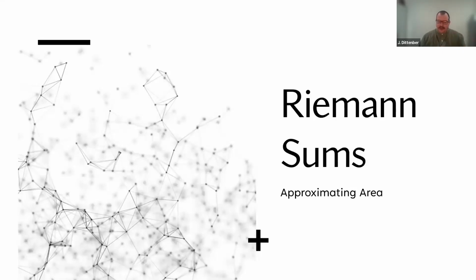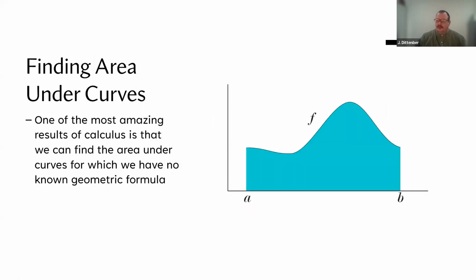So today we're going to talk about one of the most interesting things, I think, in calculus: the Riemann sum. What the Riemann sum does is it allows us to approximate area. In particular, we're going to be able to find the area under curves for which we don't have some known geometric formula. So if I have, for example, this curve f here on the interval from a to b, this is the xy plane, we can use calculus to compute the precise area under this curve.